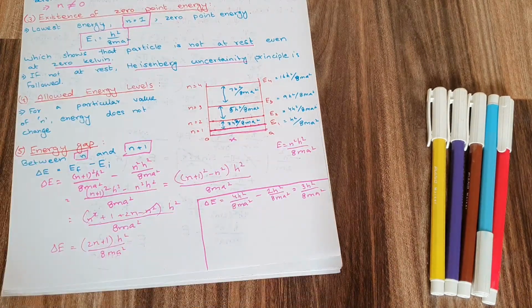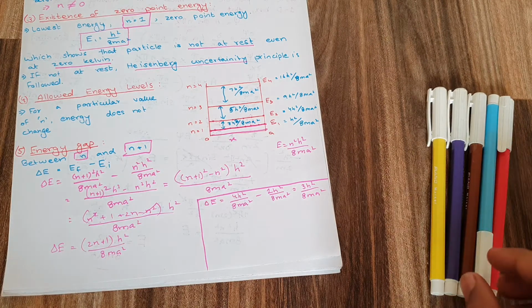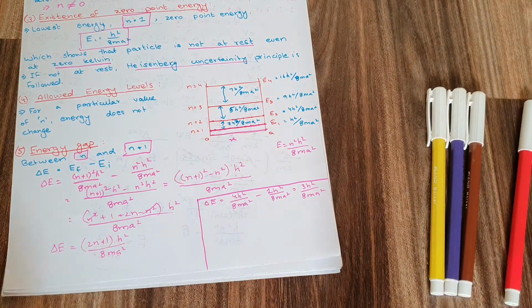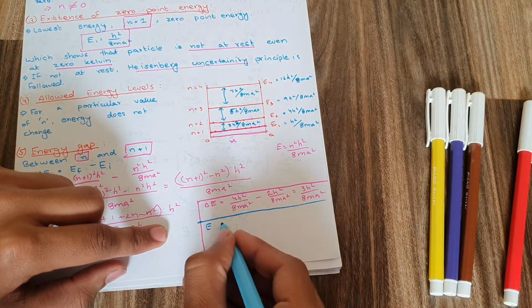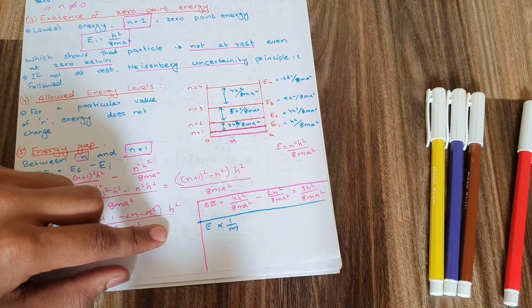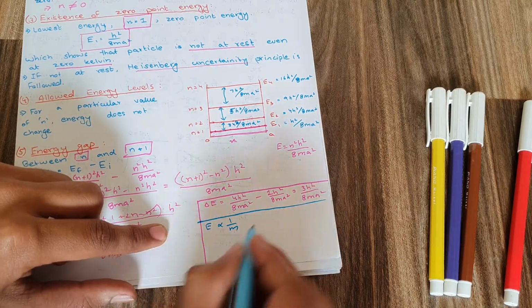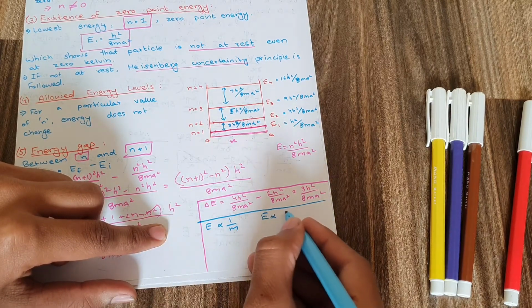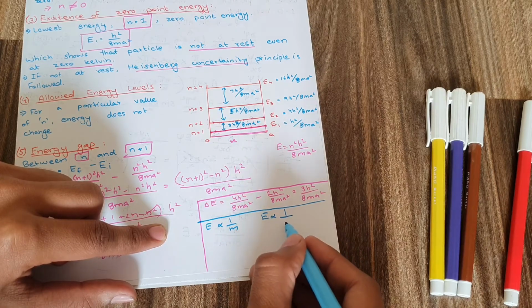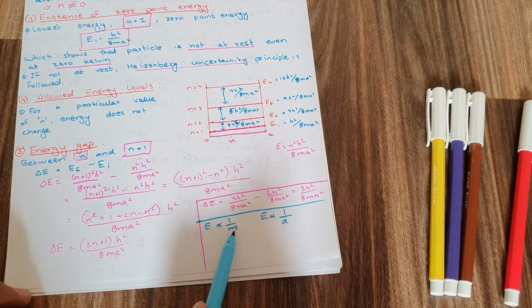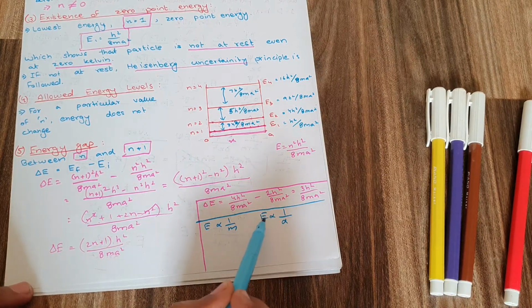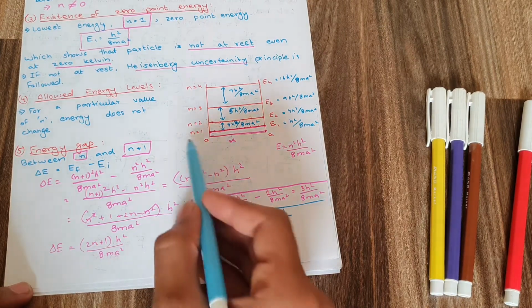Next thing that I am going to tell you is that my energy is inversely proportional to the mass of the particle, and the second thing is my energy is also inversely proportional to the length of the box.